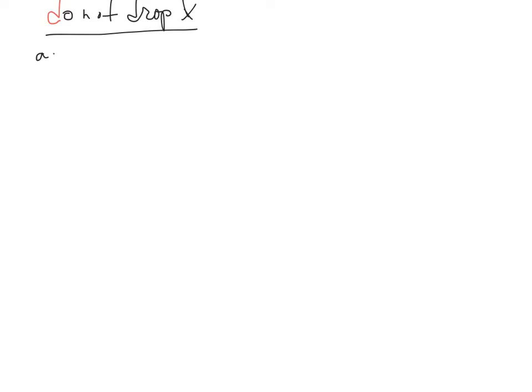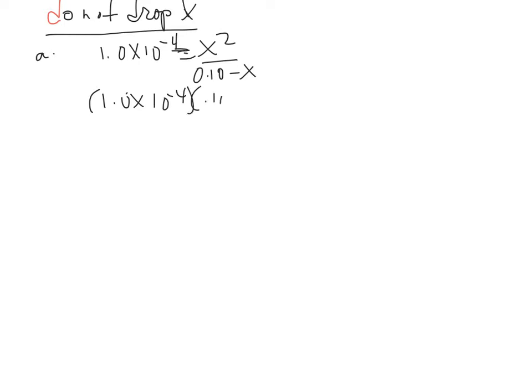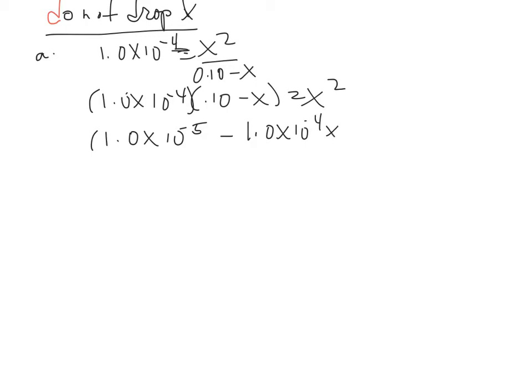So we've got 1.0 times 10 to the minus 4 is equal to x squared divided by 0.10 minus x, and we'll have 1.0 times 10 to the minus 4 times 0.10 minus x is equal to x squared. And then we'll have 1.0 times 10 to the minus 5 minus 1.0 times 10 to the minus 4x, and that'll be equal to x squared.